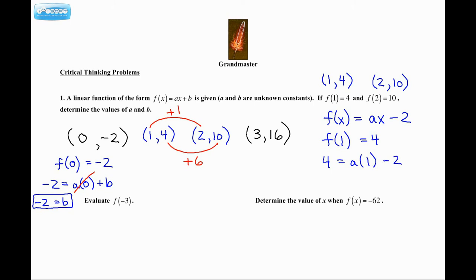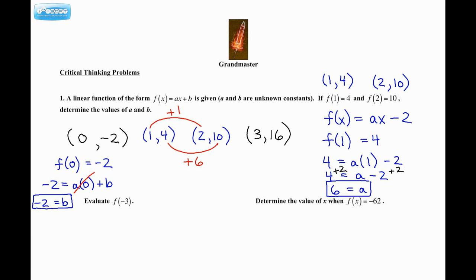That's a basic equation I think you can solve. A times 1 is just a. It's pretty simple. Just add 2 to both sides, and we get 6 is equal to a, or a equals 6, whichever side you prefer to work on. Now that we've figured out our two unknown values, a and b, we know what the function is precisely. We can actually use it to evaluate specific numbers.